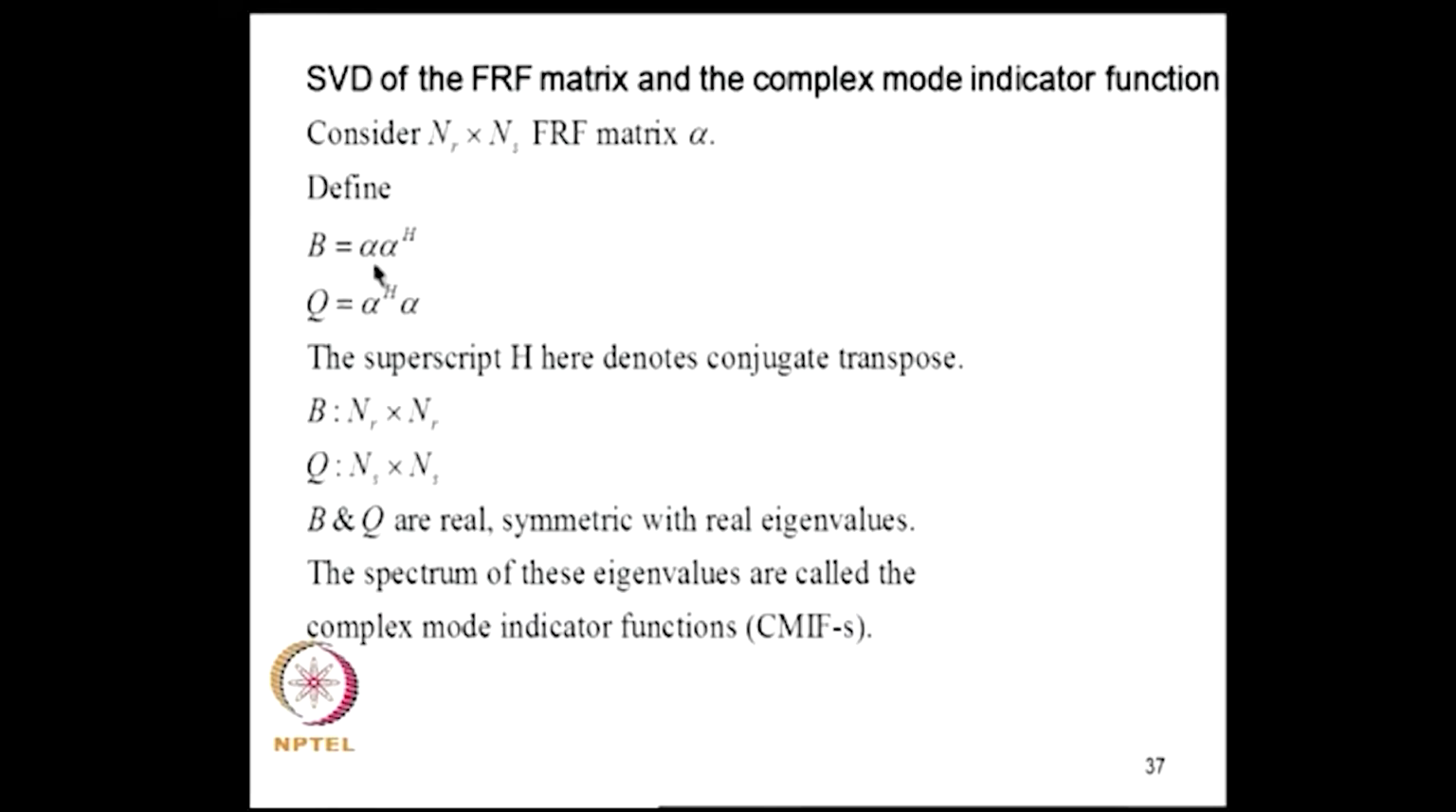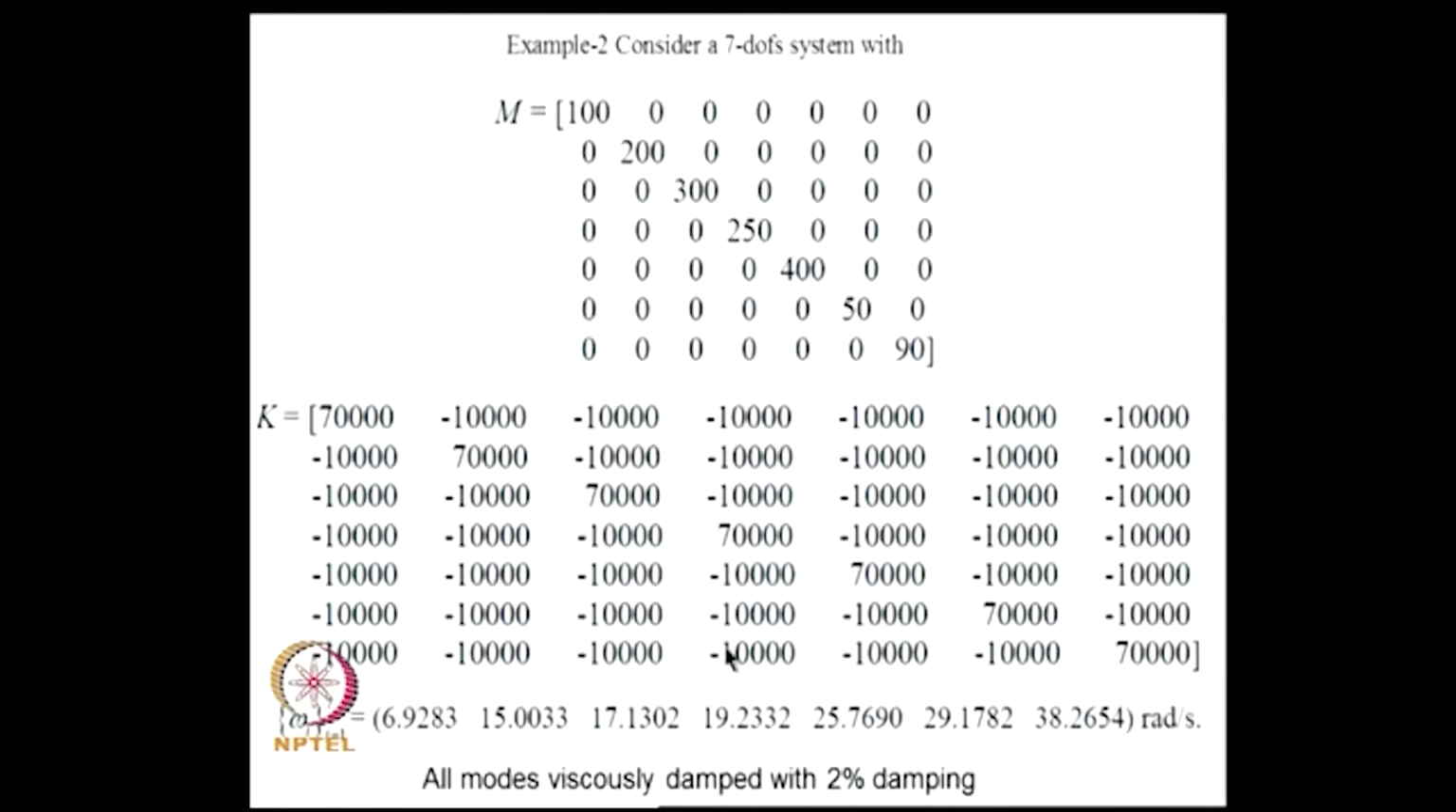We will define B as alpha into alpha H, and Q as alpha H into alpha, where H is the conjugate transpose. Now, B will be NR cross NR, Q is NS cross NS. So, B and Q are real symmetric with real eigenvalues. The spectrum of these eigenvalues is called the complex mode indicator function. To understand what they are, we will consider a simple example.